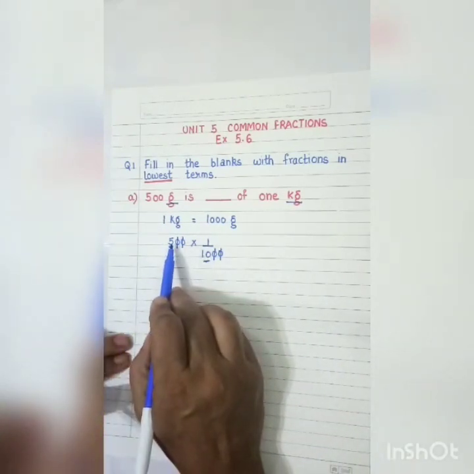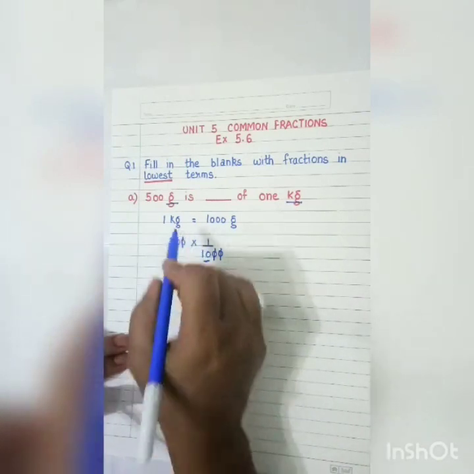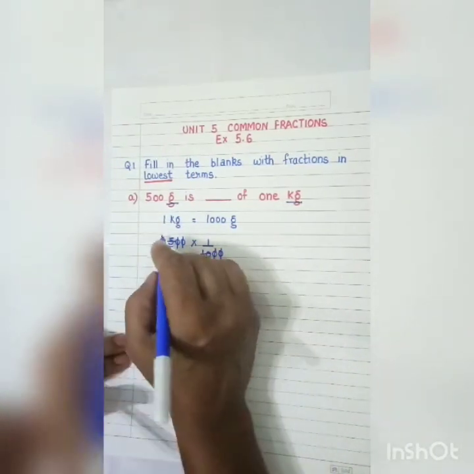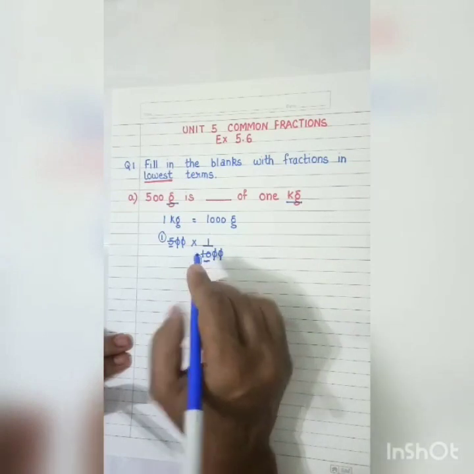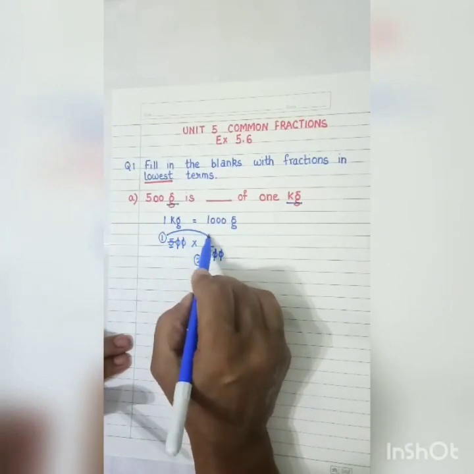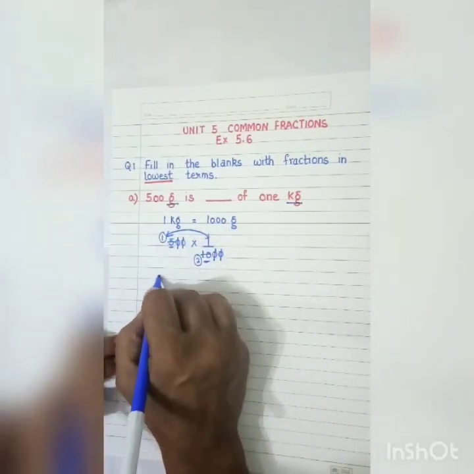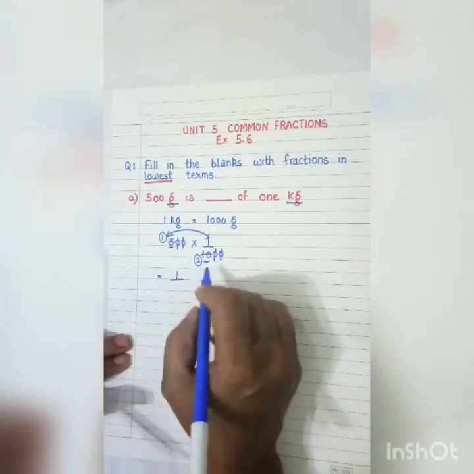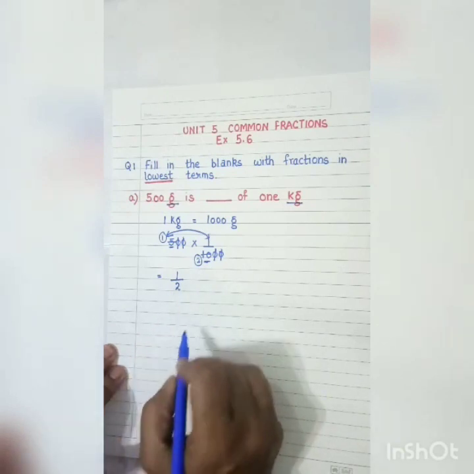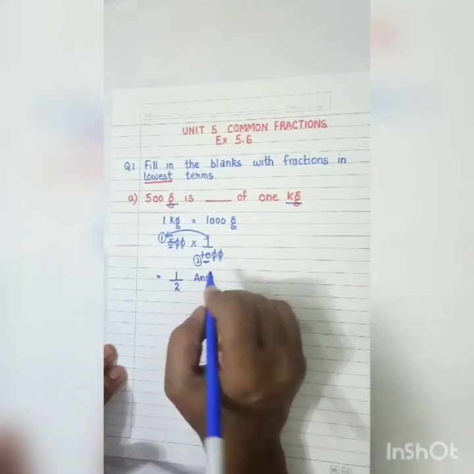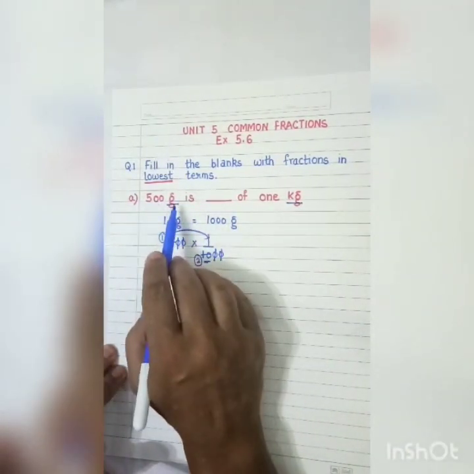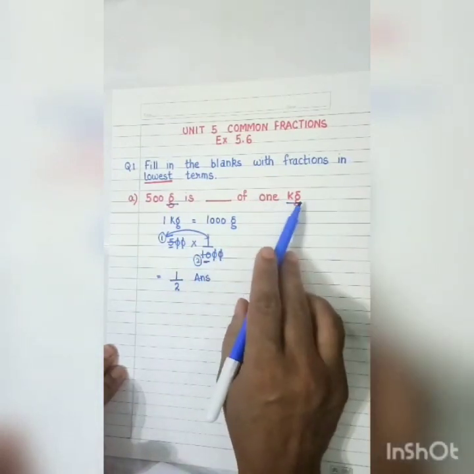And everybody knows that 5 and 10 come in the table of 5. 5 ones are 5 and 5 twos are 10. So the numbers that you are left with are 1 and 2 over here. So 1 has to be multiplied with 1. It gives you the answer 1. And the denominator has only 2. So 2 will be written here. So this is the answer. How simple is this? So 1 by 2, that means 500 grams is half of 1 kg.